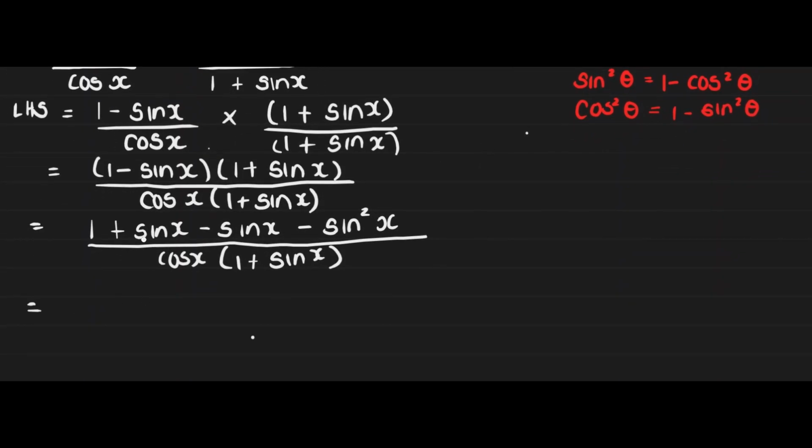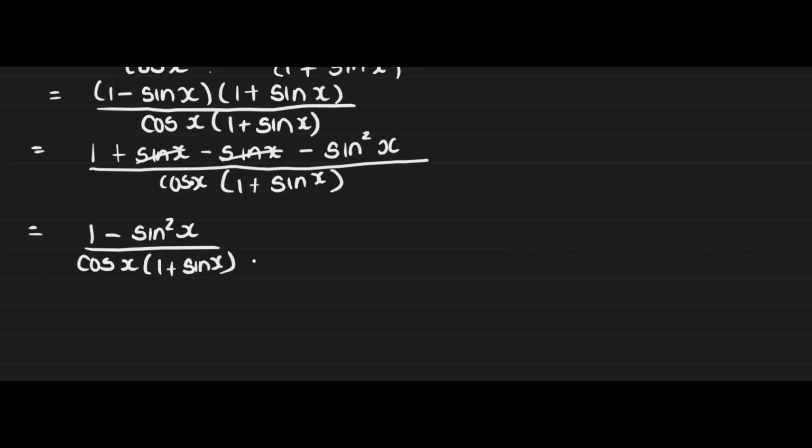In the numerator, the sine x and negative sine x cancel out because they give us 0. So the numerator is left with 1 minus sine squared x, divided by cos x (1 plus sine x). What can we see? The numerator 1 minus sine squared x can be changed using this identity. So let's change it into that identity. It's equal to cos squared x divided by cos x (1 plus sine x).